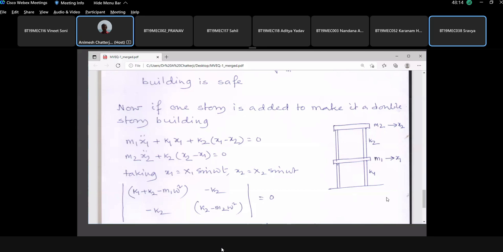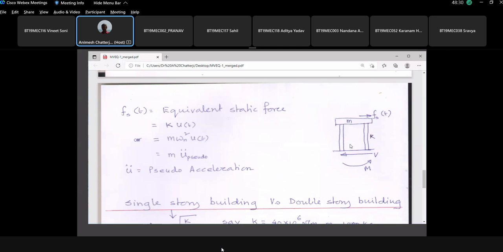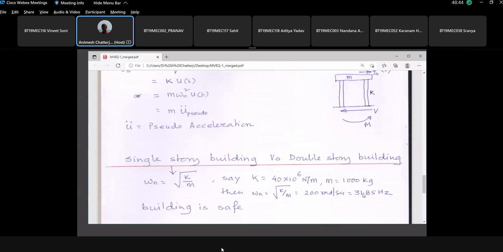Yes, sir. So now tell me what will happen in this double story. Suppose I leave this picture before you, what will you do? Just a little before I said that another poor man, I'm not saying anybody who has a single story is poor. But suppose a man is satisfied with a single story building, his natural frequency comes to 31.85, so he is safe.